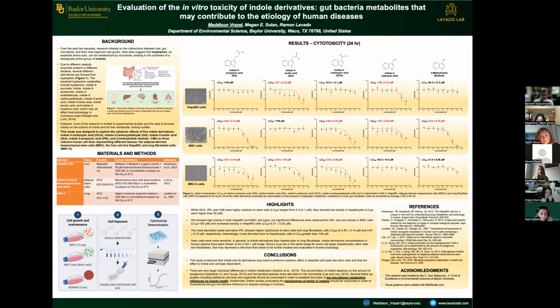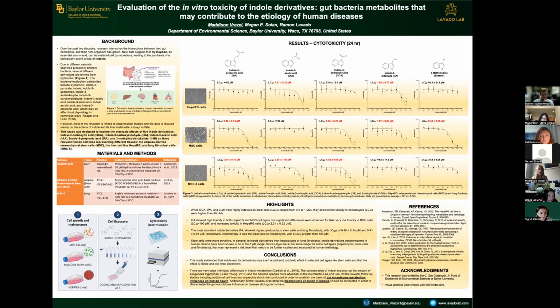I3CA, IPA, and 3-MI showed strong cytotoxic effects in stem cells with LC50s ranging from 0.2 through 1 micromolar, while there were very little toxic effects shown in HepRG. I3A also exhibited high cytotoxic effects in both HepRG and MSC, while IAA only showed significant differences in HepRG with LC50s of 2.21 plus or minus 0.32 micromolar.